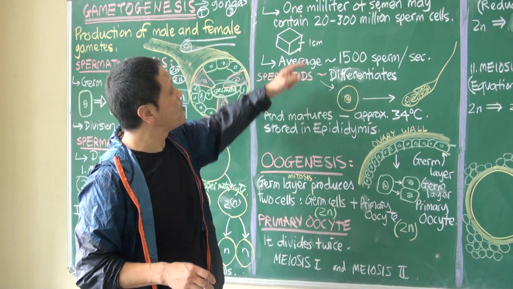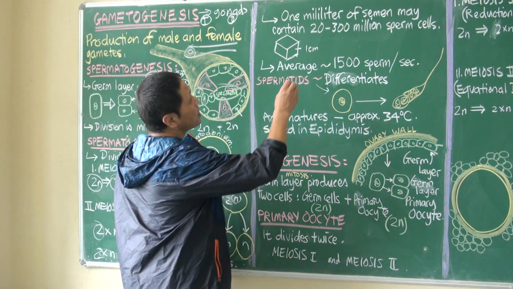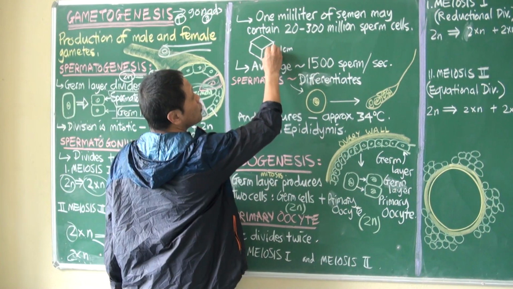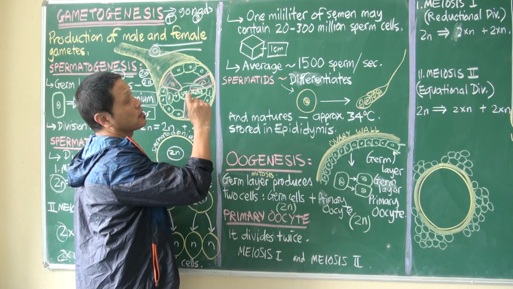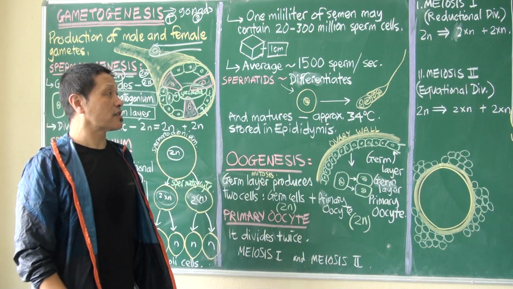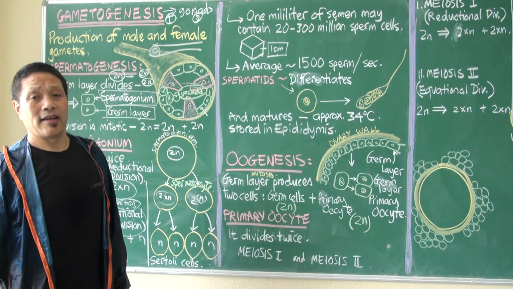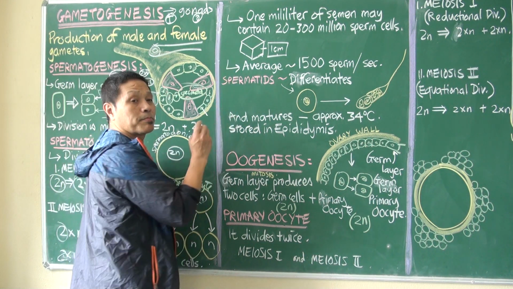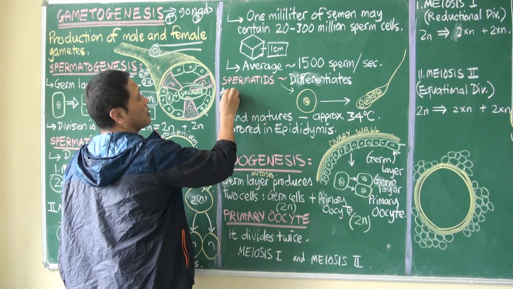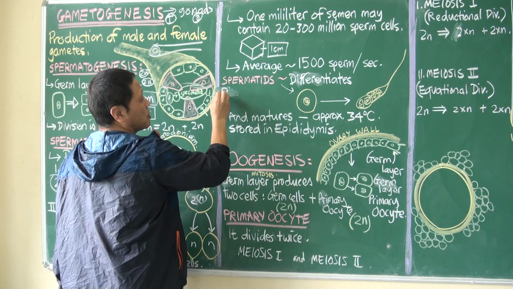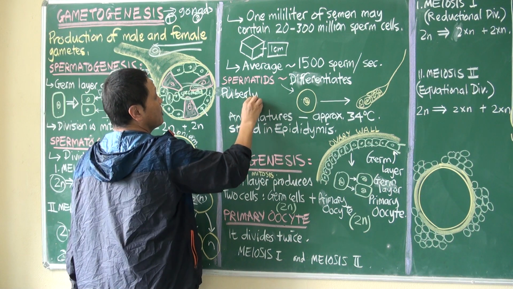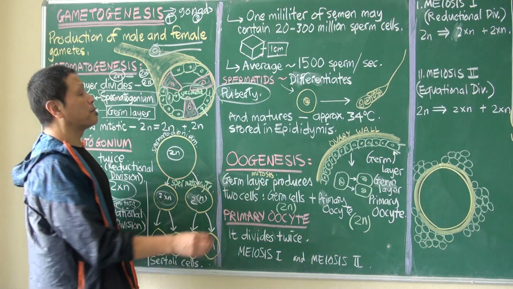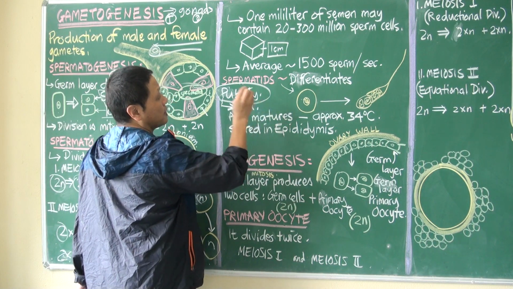The testes produce a large amount of sperm cells. Look at the number: semen of just 1 millimeter cube, that means a cube of 1 centimeter, that much of semen will contain 20 to 300 million sperm cells on a normal male. On an average, 1,500 sperm cells are produced every second. Now, the production of sperm cells begins when a boy reaches puberty, about 13 to 14 years of age, then he begins to produce sperms, and that continues till old age, unlike females.